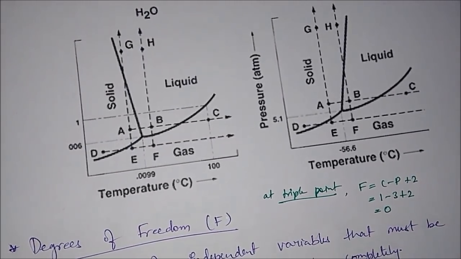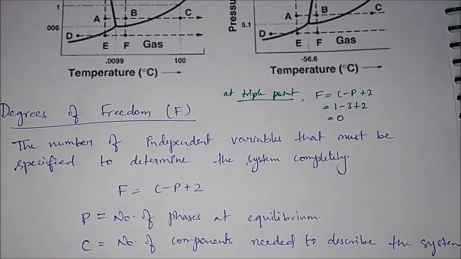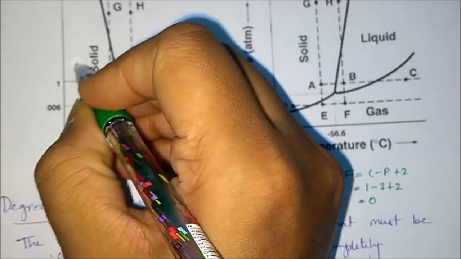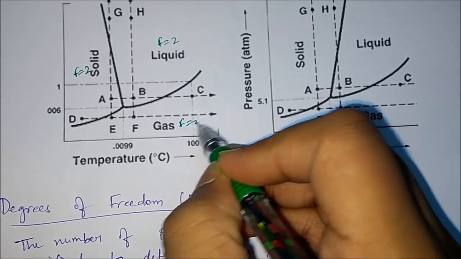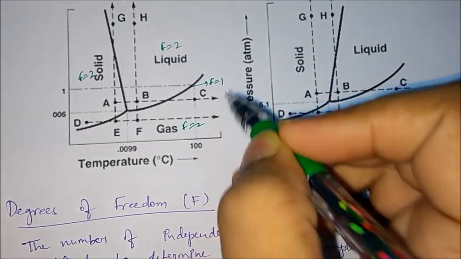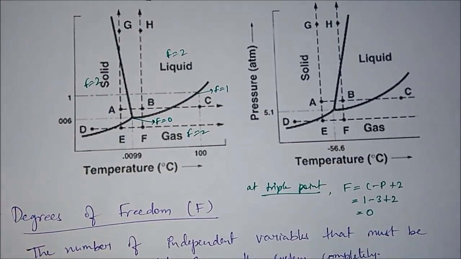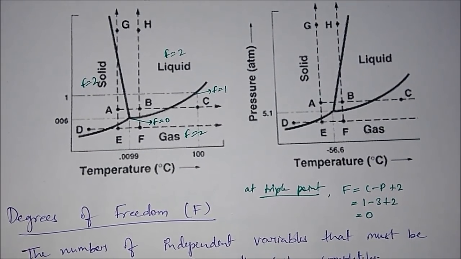On the curve, we have degree of freedom 1. And inside the area, we have degree of freedom 2, here 2, here also 2, here also 2. On these curves, we have F equals 1. And on this triple point, we have F equals 0. Similar thing goes for here also. So these things you have to keep in mind.